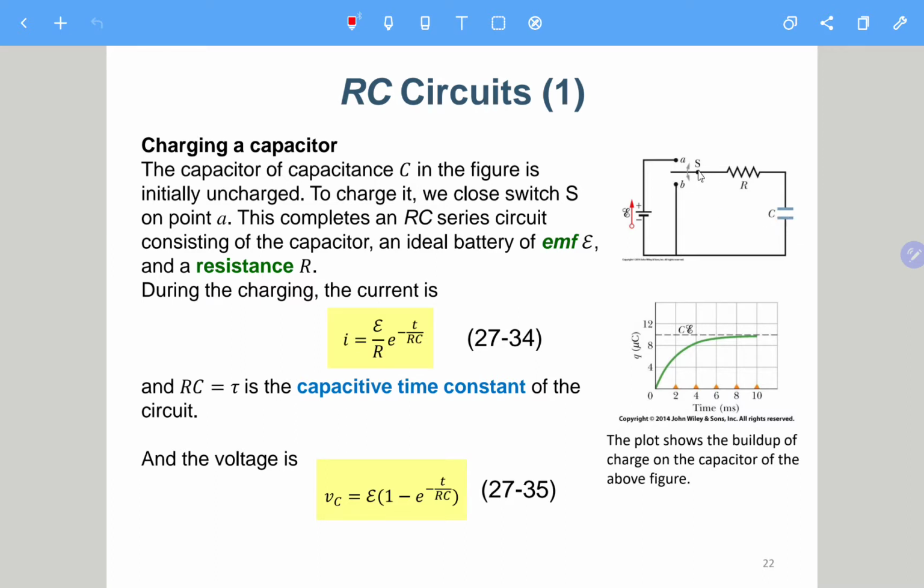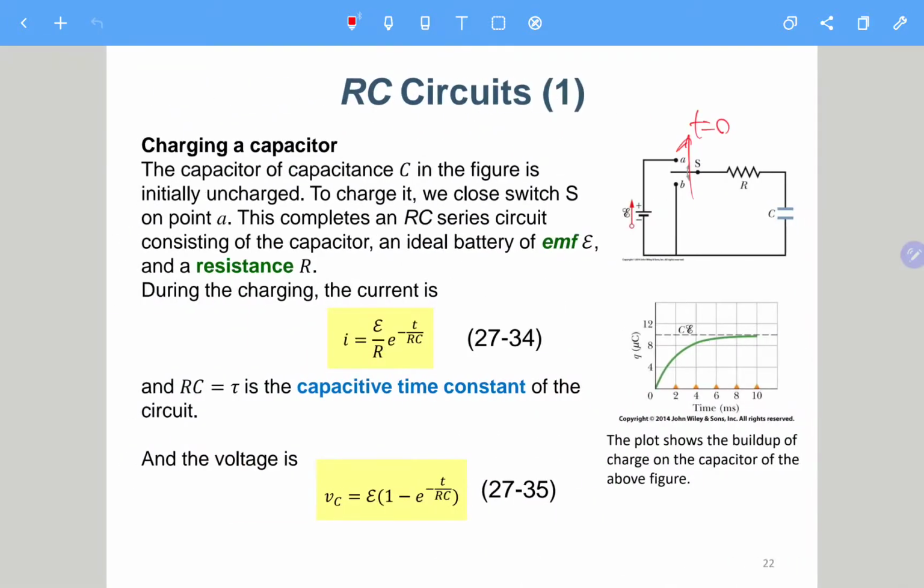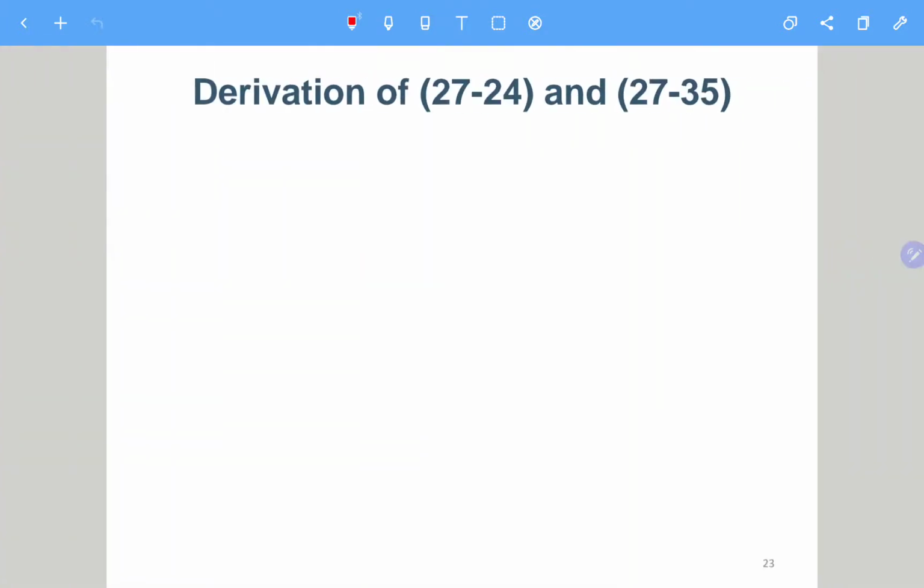So at the beginning, the circuit is connected. The switch is close to the node B, which means that there is no voltage charge on this capacitor. And at t equals 0, the switch is short to the node A. Okay, so in this case, we can try to write an ordinary differential equation for this circuit.